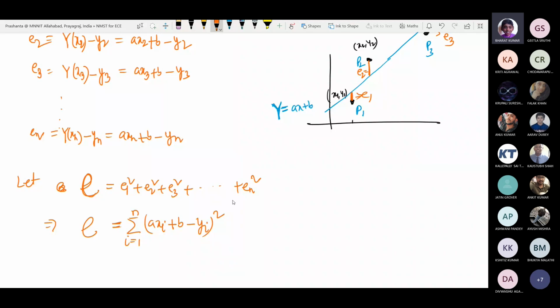So I'll end the discussion at this point. Next class, I'll tell you what the equations are. Only you have to minimize E. Okay. So any doubts so far?